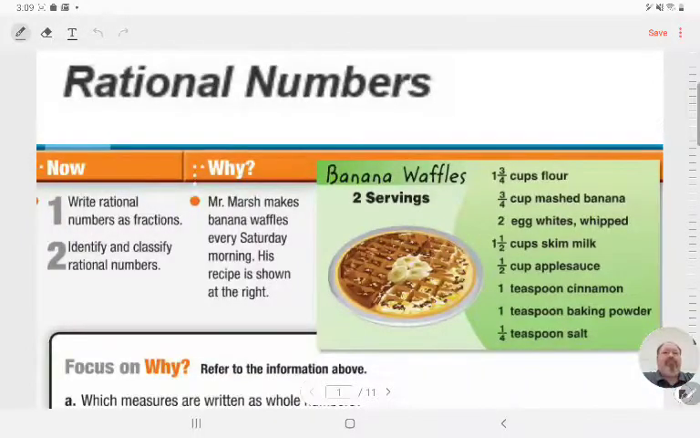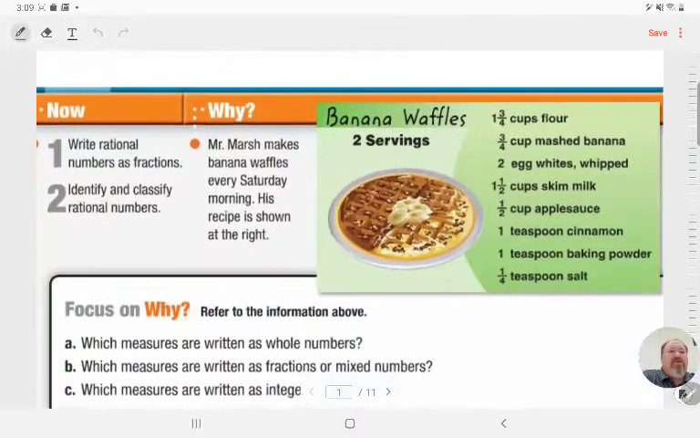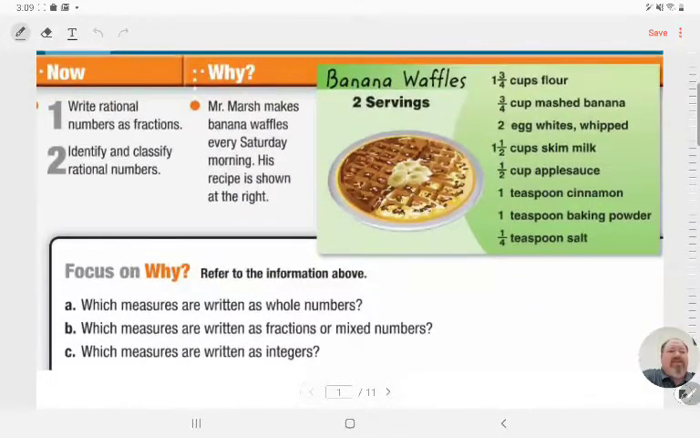Okay, so today we're going to talk about rational numbers. We're going to write rational numbers as fractions, and we're going to identify and classify rational numbers. It says, Mr. Marsh makes banana waffles every Saturday morning. His recipe is shown at the right. We have a couple questions it's wanting us to answer.